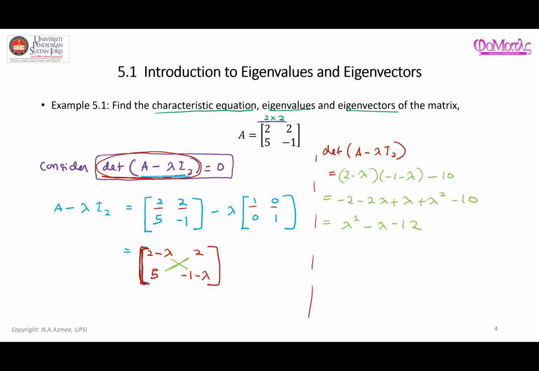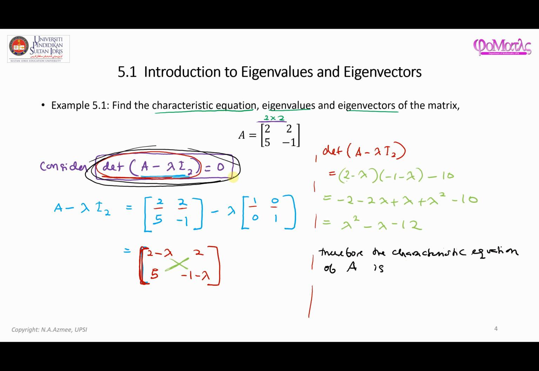Next we are going to consider the whole thing. So therefore, the characteristic equation of matrix A is, considering the whole thing now, lambda squared minus lambda minus 12 is equal to 0. So this is the characteristic equation. We have done that, and based on the characteristic equation you can find the eigenvalues by solving this quadratic equation. Okay, right.